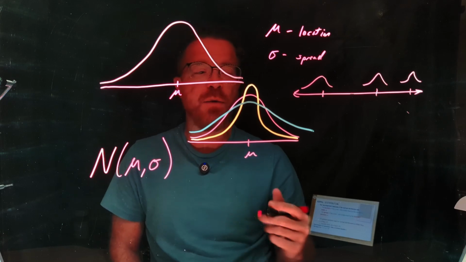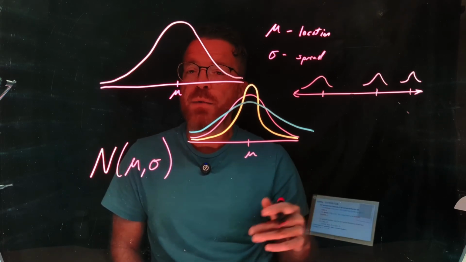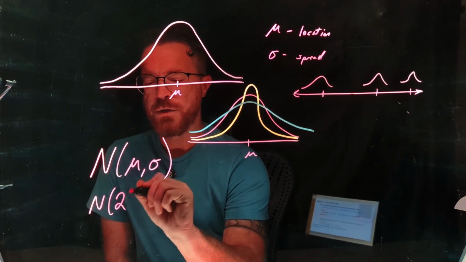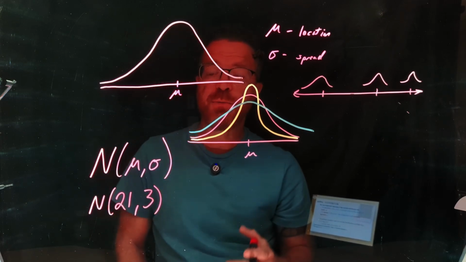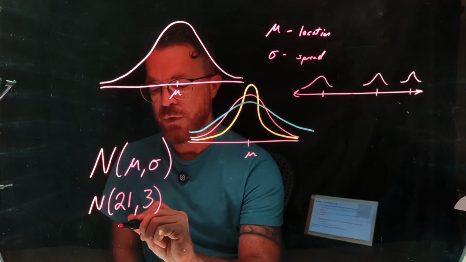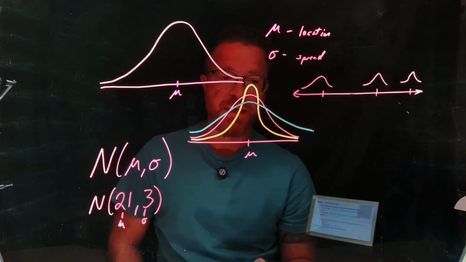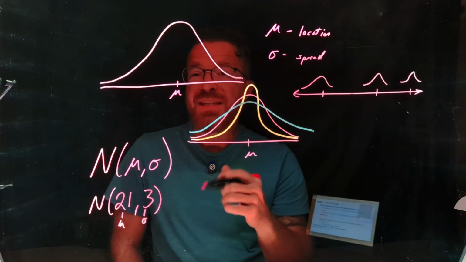So for example, if I wanted to have a normal distribution that's centered at the point 21 with a spread of 3, it would just be N(21, 3). And this tells me that I have a normal distribution with a mean of 21 and a standard deviation of 3.